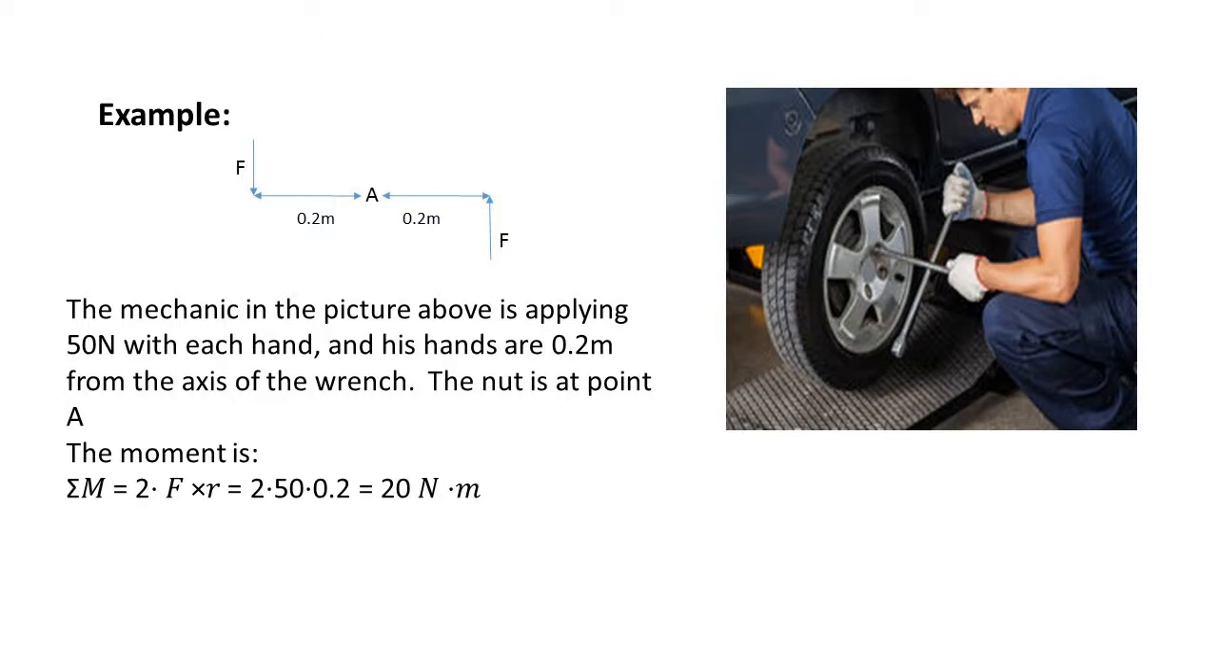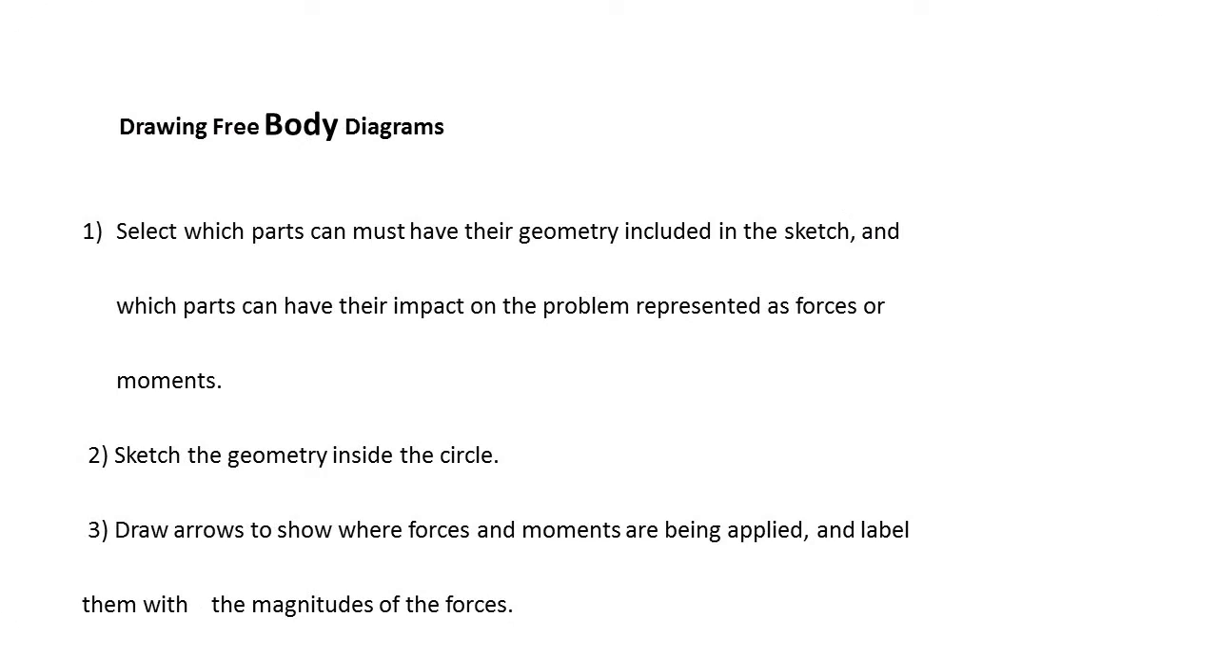There is an important simplification in this problem. Both forces were perpendicular to the r vectors. If they weren't, we'd find the component of the vector that was perpendicular first and then find the moment.